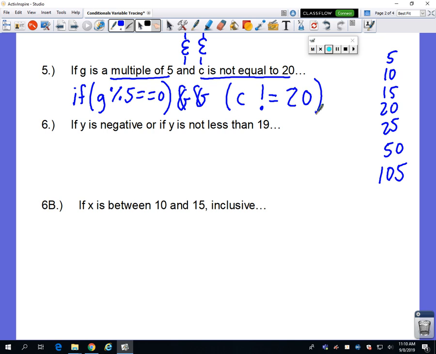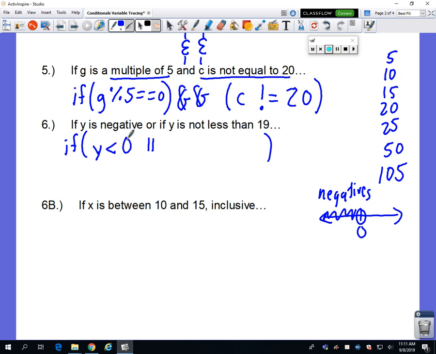Let's look at the next one. If y is negative, or if y is not less than 19. Let's try this. So let's think about where are negative numbers? What are properties of all negative numbers? Well, negative numbers on the number line are anything to the left of 0. These are my negatives. So what could I put? I could just put y is less than 0 to say that it's negative.